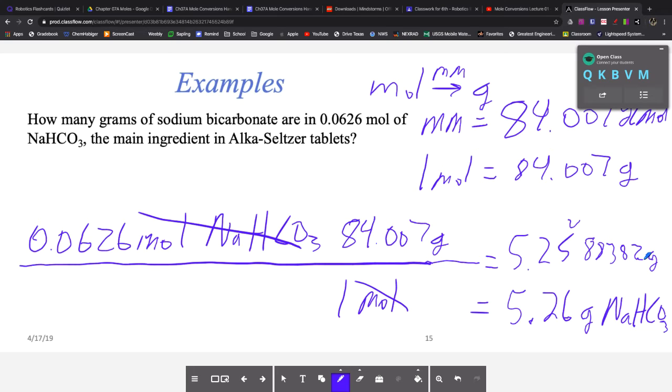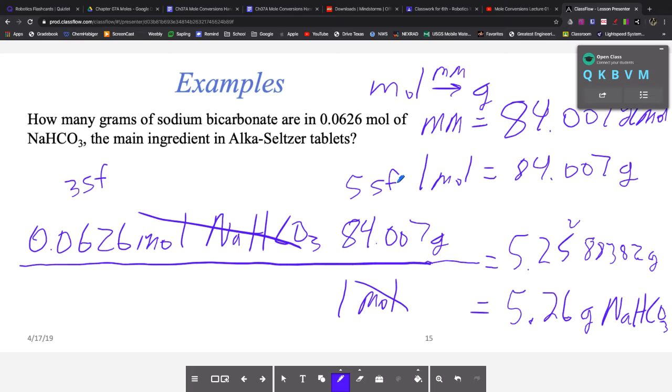And then we figure out our significant figures. We go back, since we're multiplying, we go with the least number of sig figs. 0.0626 has 3 significant figures. 84.007 has 5 significant figures. So of those two, the least number is 3. So we round our answer to 3 sig figs.